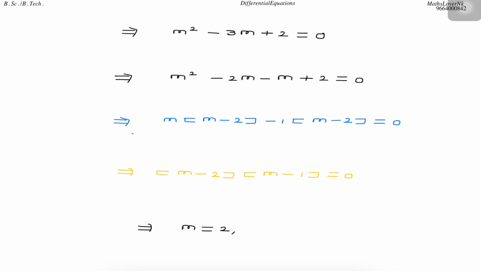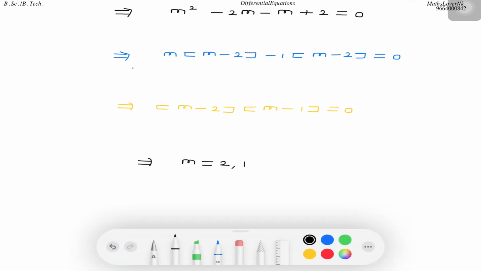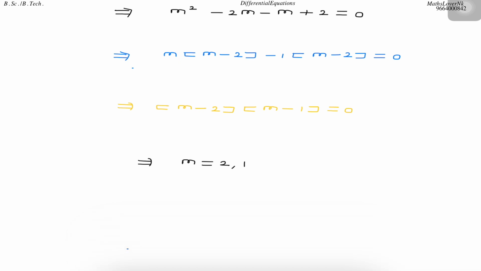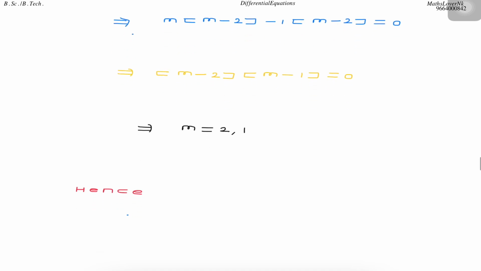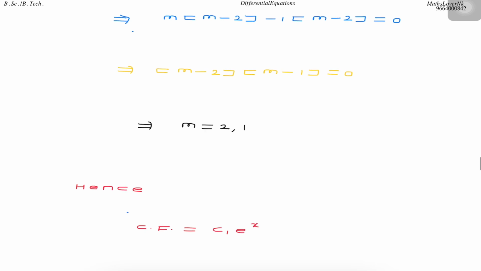Now CF is given by: we know that when two roots are unequal, then CF is given by C1 e^(ax) + C2 e^(bx). So here CF = C1 e^x + C2 e^(2x). This is the CF.